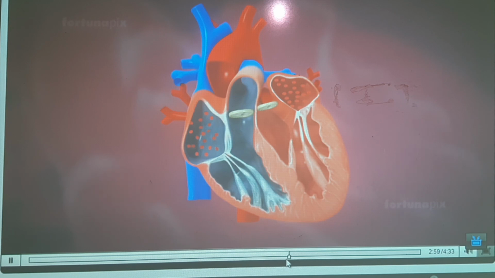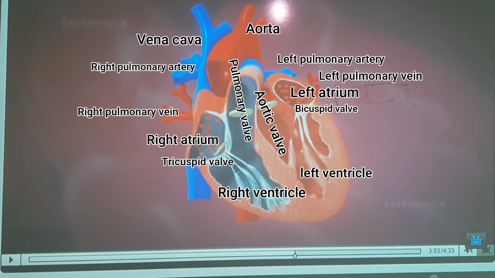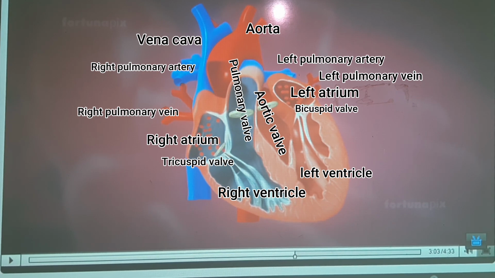So here you can see, children, now the vena cava brings blood to the right atrium and the pulmonary veins bring blood to the left atrium, and this is deoxygenated blood and this is oxygenated blood. And when the atria fill with the blood, they contract. These two atria contract and blood flows to the ventricles. This is the right ventricle and this is the left ventricle.